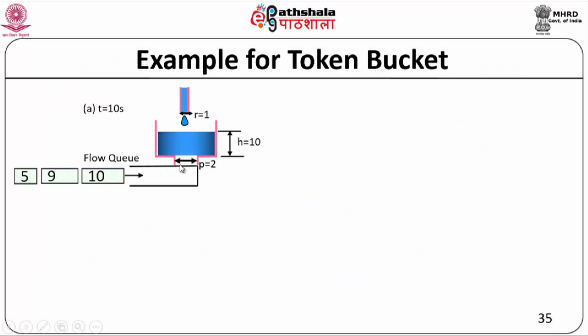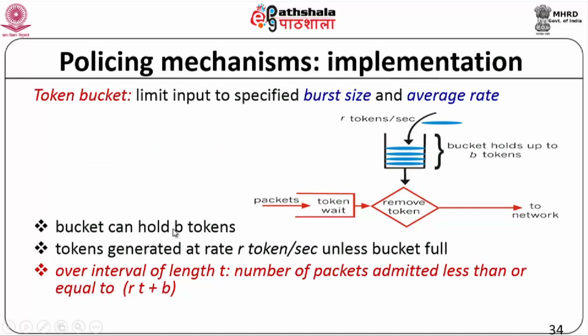If you look at how this is implemented, you have a bucket which can hold B tokens, and tokens are generated at a rate of R. If the bucket is full, obviously you cannot put more tokens into it, and they will be discarded. So over an interval of length T, the number of packets admitted will be less than or equal to R times T plus B. R times T is the rate at which tokens are generated multiplied by time, plus B refers to how many tokens have been accumulated in the buffer. So that much amount of packets can be sent out.